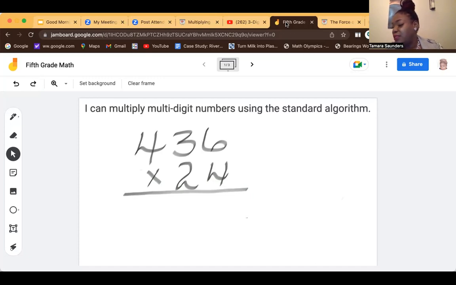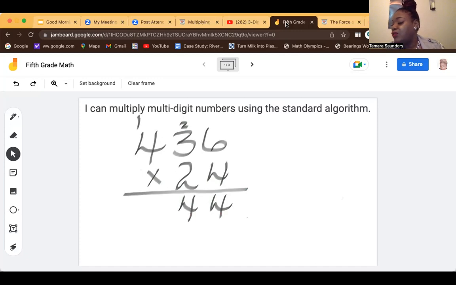So 4 times 6 is 24. I'm going to put down the 4. All right, I'm making an error and that happens sometimes. So I'm going to put down the 4 and I'm carrying the 2 right at the top. All right, we're going to go ahead and multiply 4 now times 3. 4 times 3 is 12. 12 plus 2 is 14. I'm putting down the 4 and carry the 1.